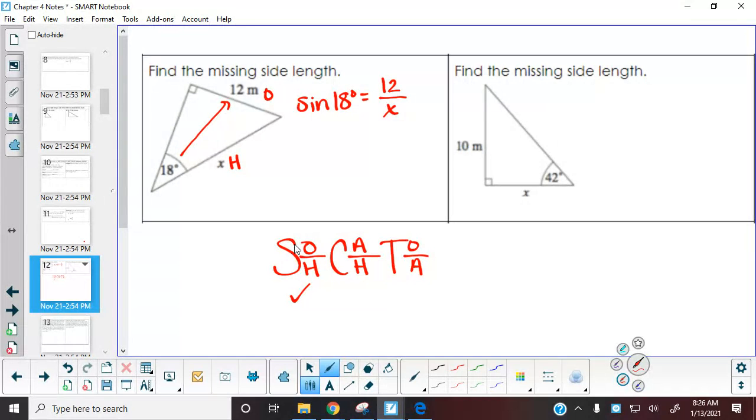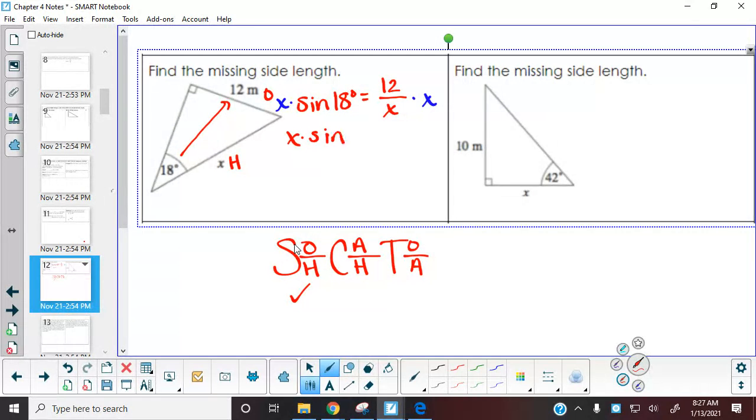So as you're looking at this, keep in mind the way that you would go about solving for x in this case, we're going to multiply each side by x to get rid of it from the denominator. And so at this point, you've got x times the sine of 18 equals 12. And then from there, you're going to divide each side by sine of 18. So we have x equals 12 divided by sine of 18 degrees. And all you're doing is punching 12 divided by sine of 18 in your calculator.